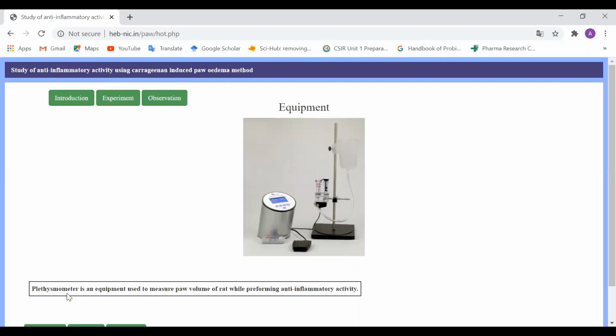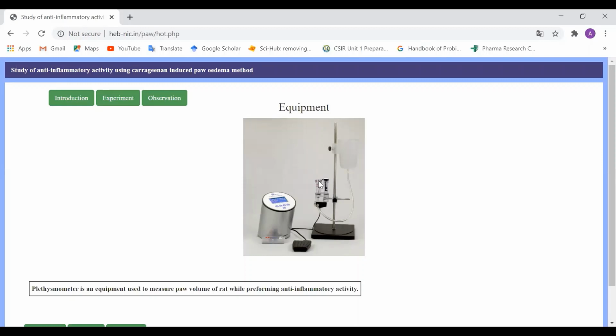There is a liquid filled in the tube. You can see the tube here. It is interconnected. A liquid is filled in the tube and paw is inserted inside one tube. The liquid displacement produced by immersion of animal paw is measured in measuring tube, reflected in the second tube.